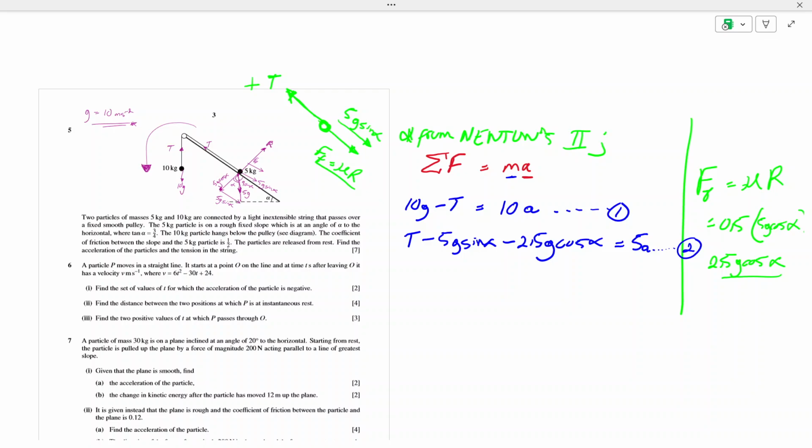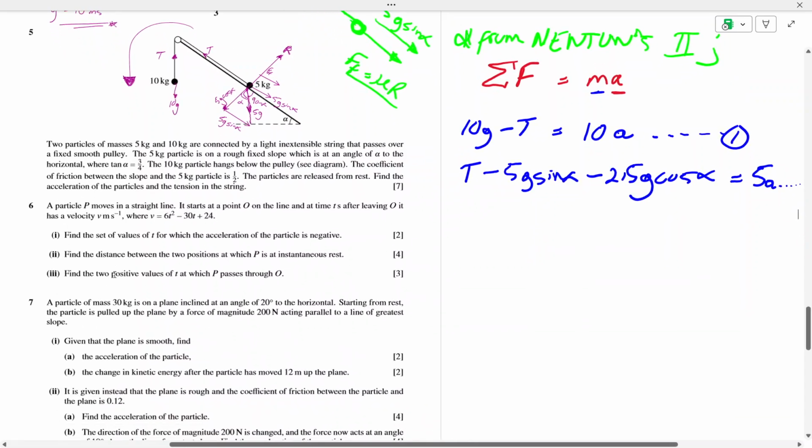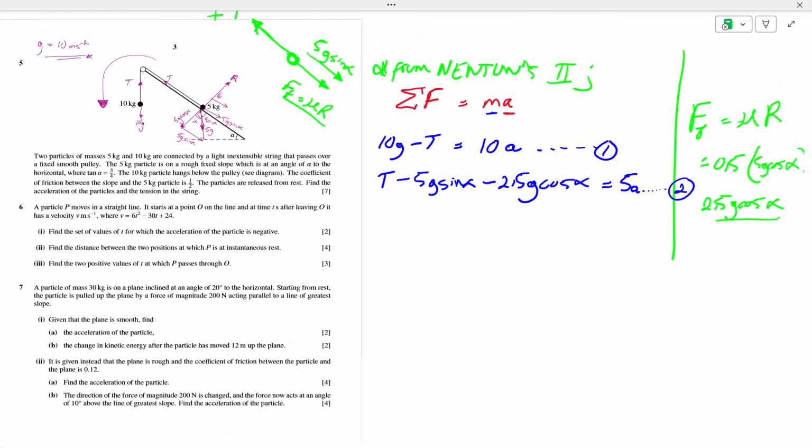So using the data that we got in the question, the fact that tan alpha is equal to 3/4, we could come again and draw a small triangle. In this case, for alpha, the 3 is the opposite, the 4 is the adjacent, and if you do Pythagoras' theorem, you know that the hypotenuse is 5. Therefore, sine alpha is equal to 3/5, and cos alpha is equal to 4/5.